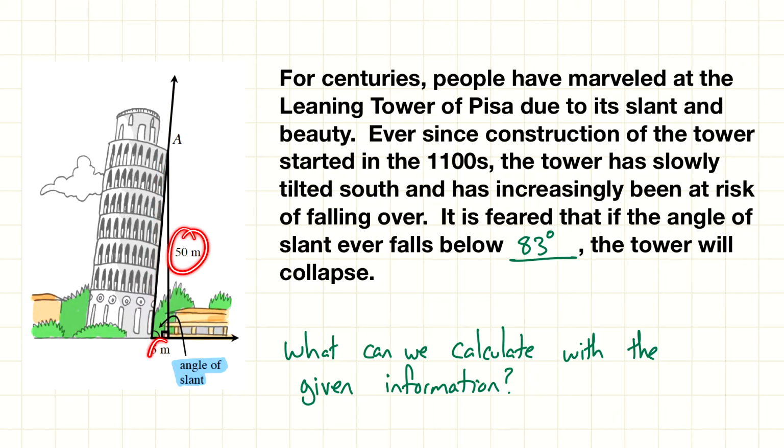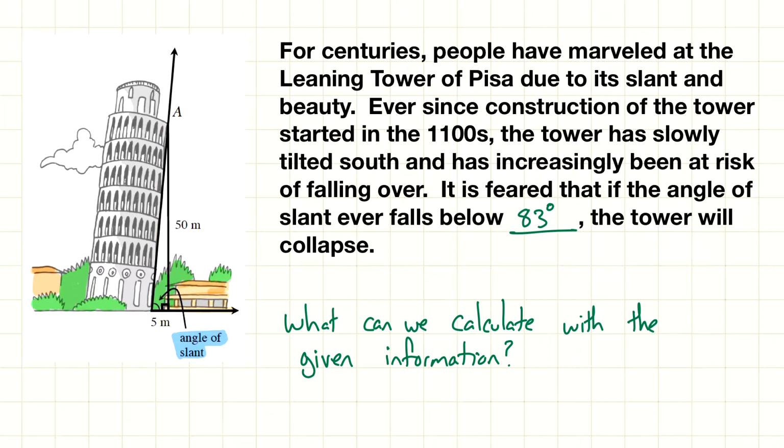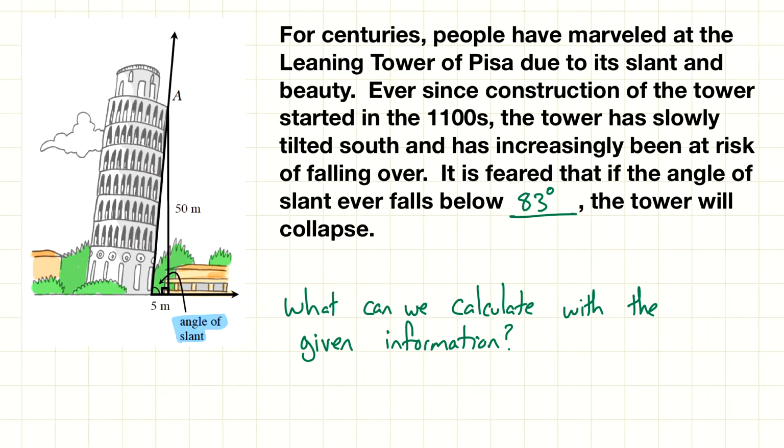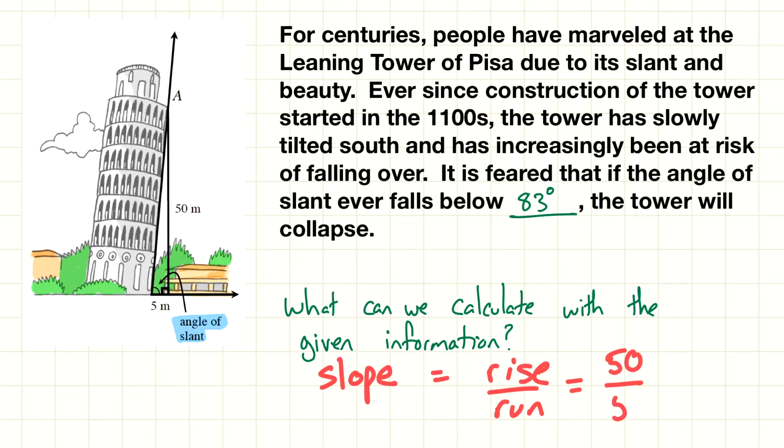So we actually have those measurements, right? So if I ask what can we calculate with the given information, we could calculate the distance of the side of the building, but more importantly, we could calculate the slope. All right. And just as a reminder, that would be the rise over the run. So for us, what's the rise and run of this shape? Well, the rise would be 50 meters. So that would be 50. And the run, in this case, would be 5 meters.